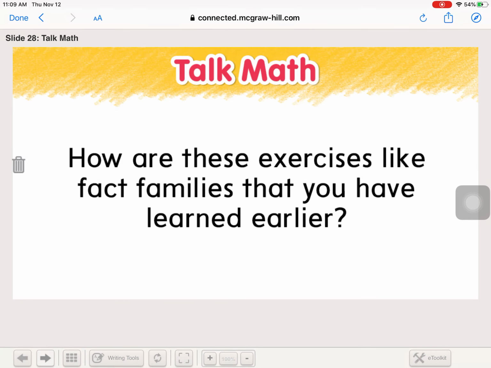So how are these exercises like fact families you have learned earlier? Well, they're the same in that we're still looking at part plus part equals whole, and whole minus part equals part. We're just using larger numbers than we used before. So you need to go in and complete your independent practice problem solving and brain building.